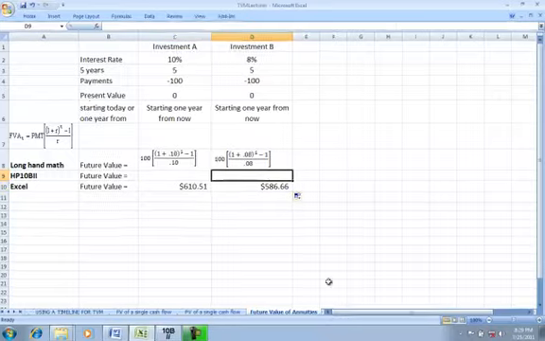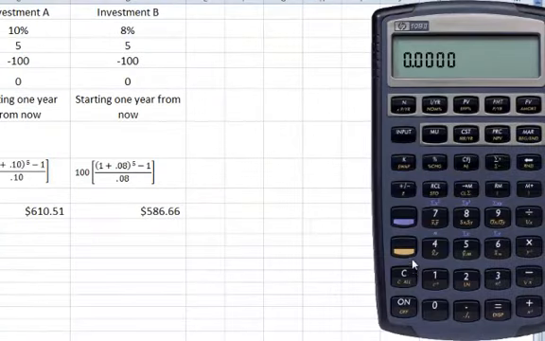Let's attempt it one more time using our financial calculator, and we're going to make 5 payments of $100, compounding at 8%, starting with 0, and the future value is 586.61.